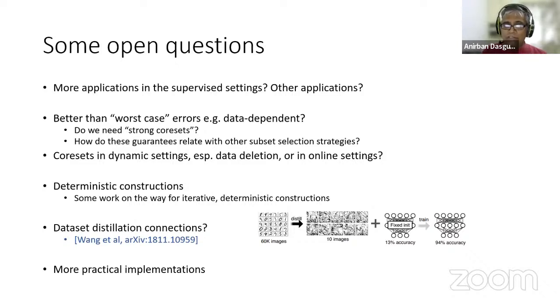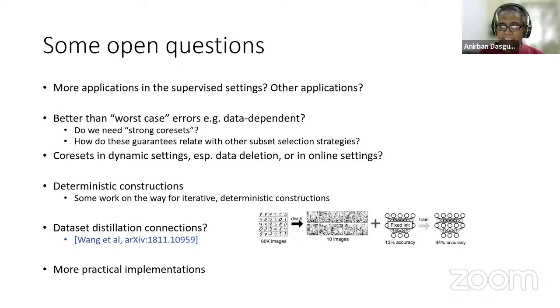Can we put them together? Coresets in dynamic settings. What happens for data deletion? What happens in online settings? We have some online coresets. For a lot of other problems, we don't have online construction. So deterministic construction is another big open question, right?